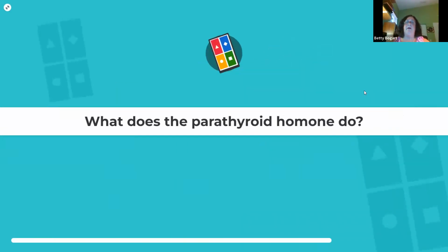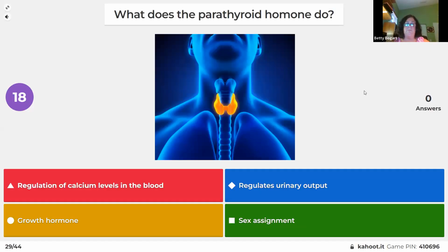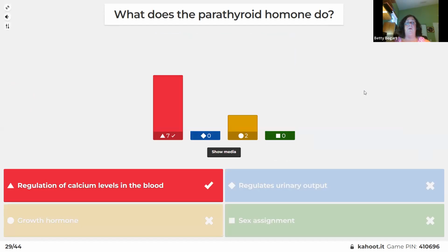What does the parathyroid hormone do? Now, after all that explanation, what does the parathyroid do? So it regulates the calcium in the blood, okay? Calcium, parathyroid, calcium. Growth hormones, pituitary gland.